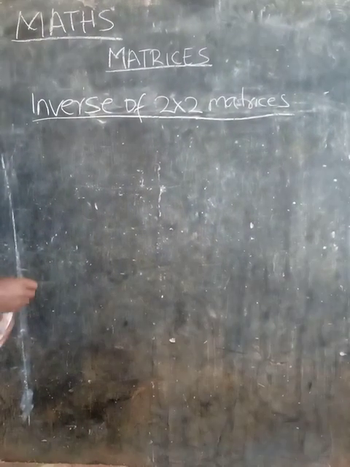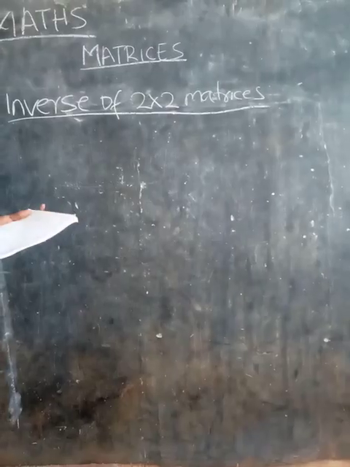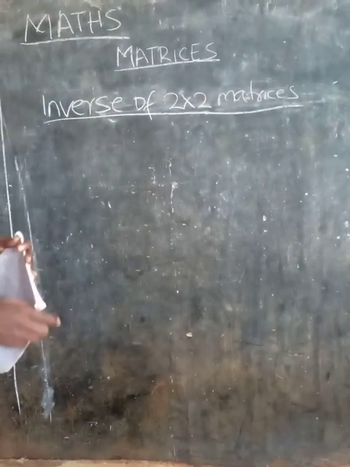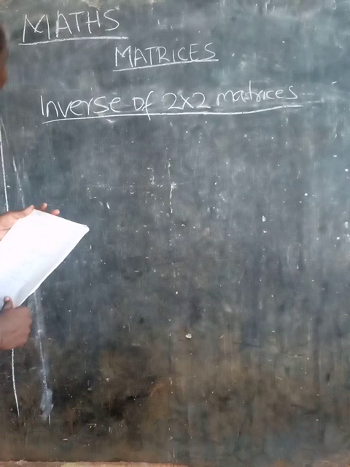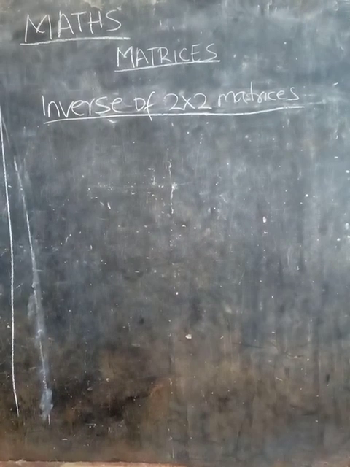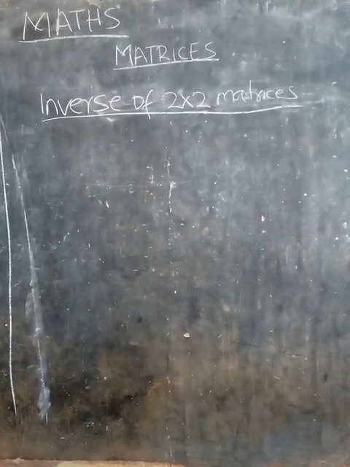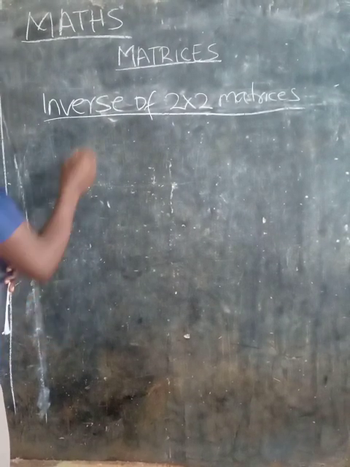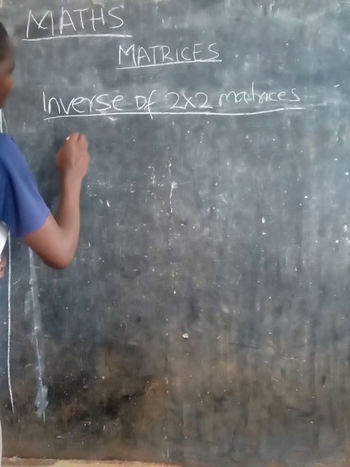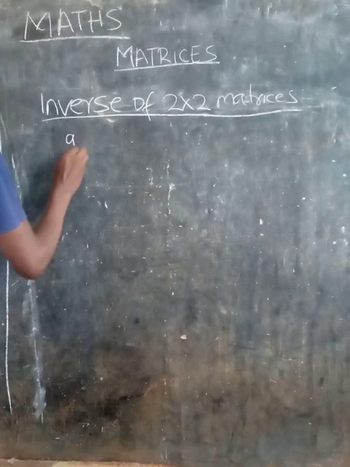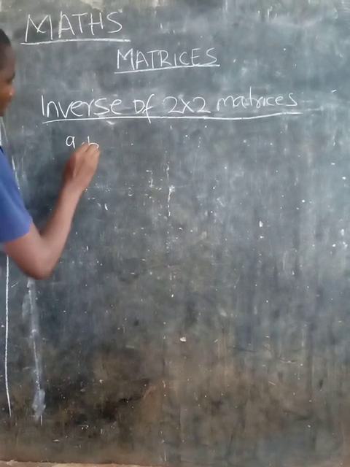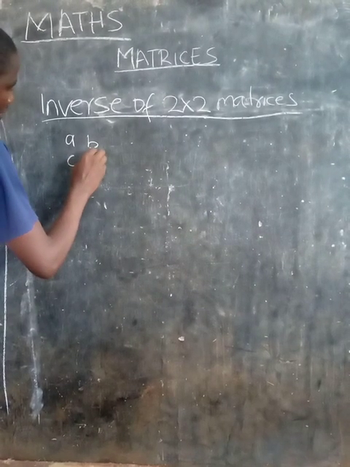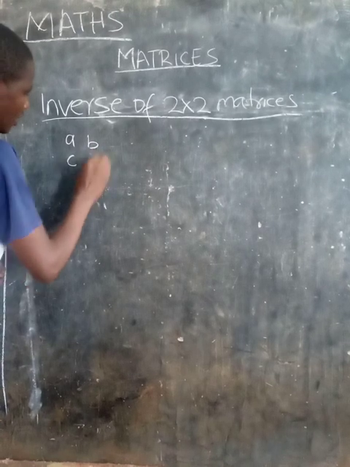In our class today, we want to learn the inverse of a 2 by 2 matrix. For example, let us take a matrix A with entries A, B, C, D.